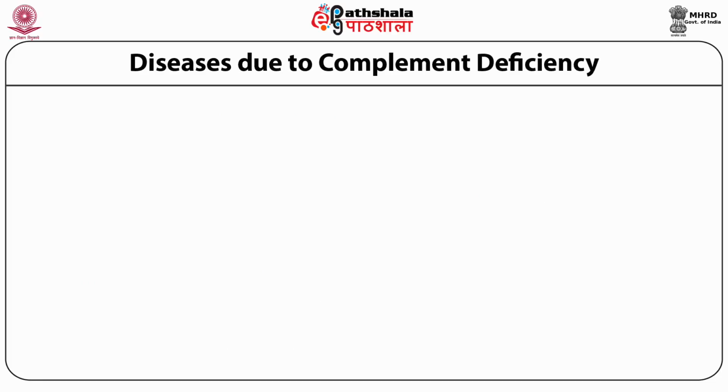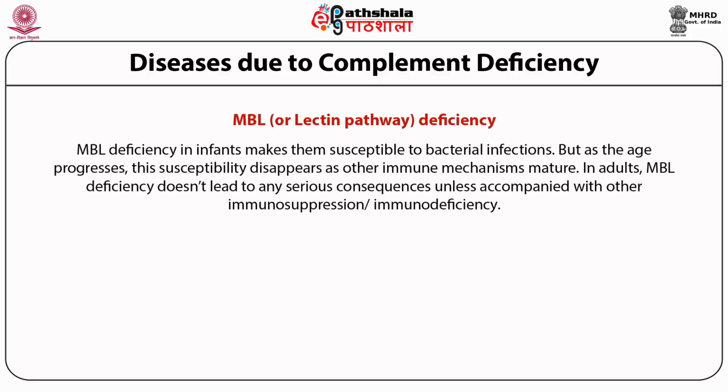The deficiency in lectin or MBL pathway. MBL deficiency in infants makes them susceptible to bacterial infections. But as the age progresses, this susceptibility disappears as other immune mechanisms mature. In adults, MBL deficiency doesn't lead to any serious consequences unless accompanied with other immunosuppression or immunodeficiency.